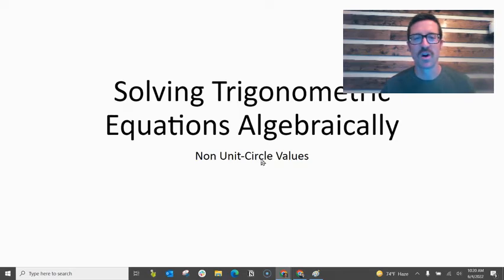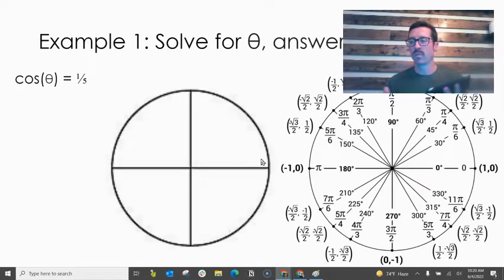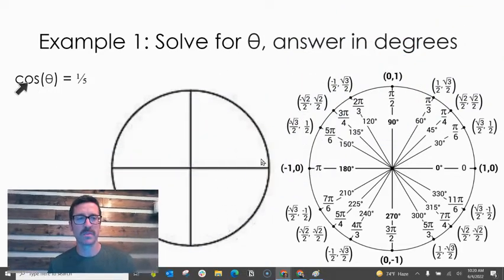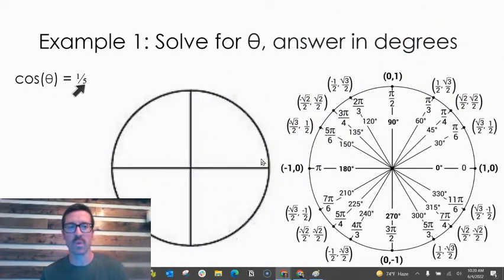Hey folks, in this video, we're gonna solve trig equations algebraically, and we're gonna do solutions that are not on the unit circle, and we're gonna learn how to do these with a calculator. And so if we start with this first example, it says cosine of theta equals 1/5.